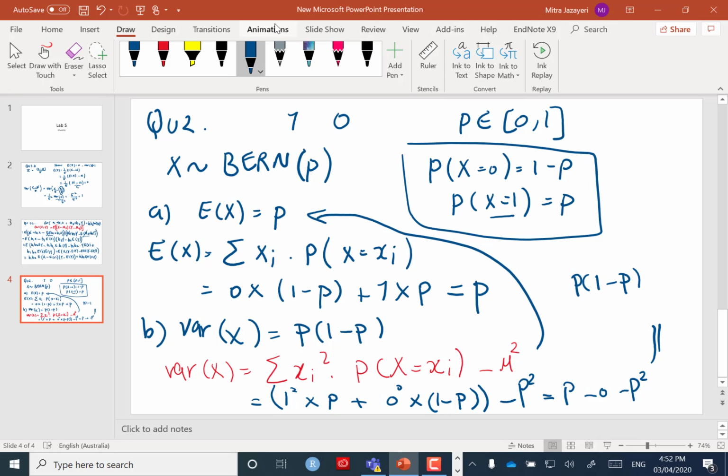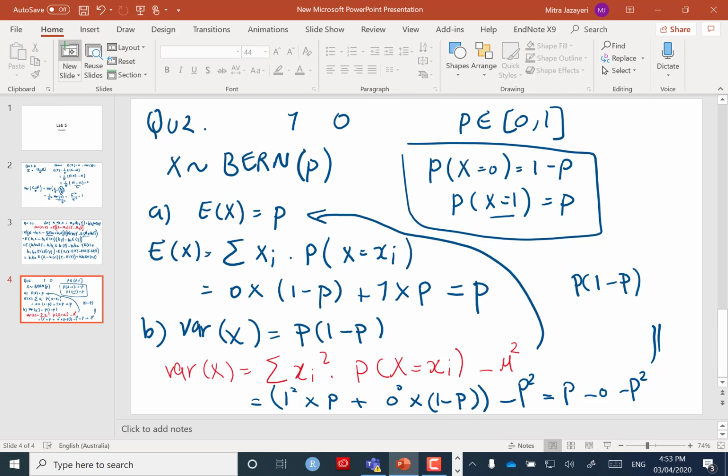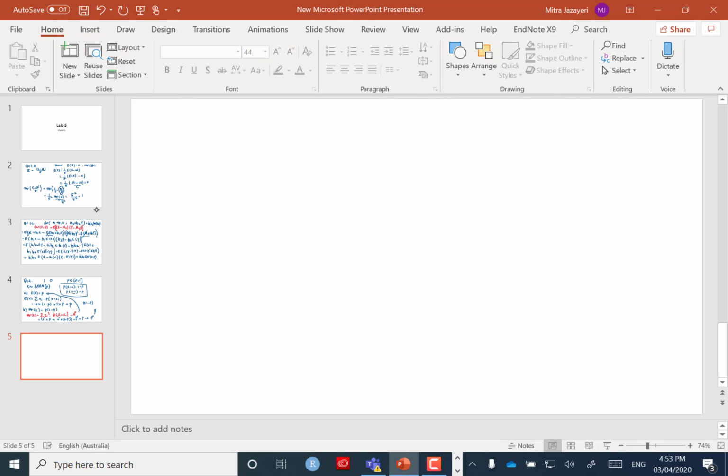So let's do question number 3, lab 5. Question number 3 says, for Y distributed binomially with parameters n, the sample size, and p, the probability of success, use the fact that Y is the sum of n independent Bernoulli trials. Y is equal to X1 plus X2 plus X3 and so on, because we know a binomial distribution is the sum of Bernoulli trials.